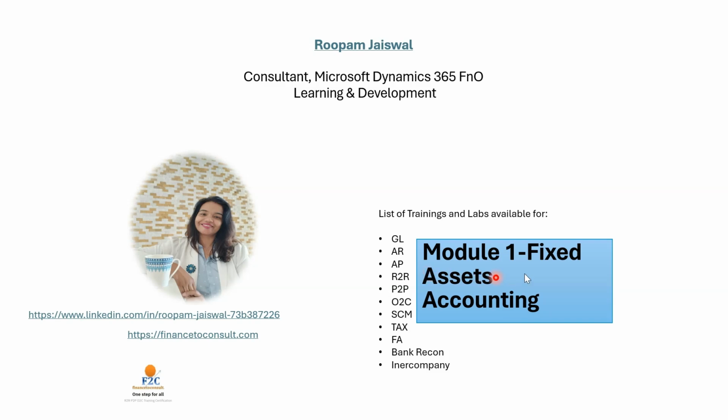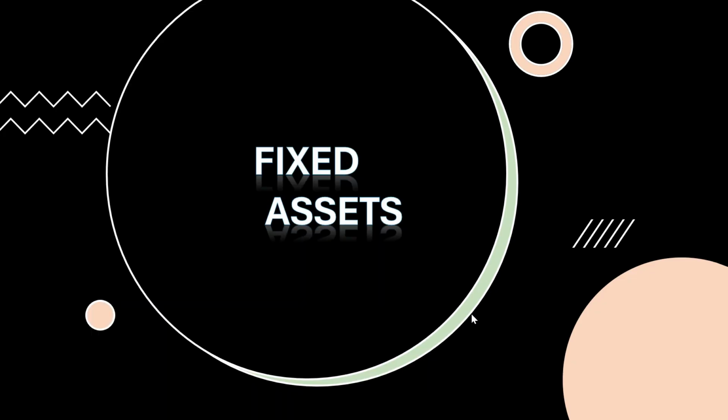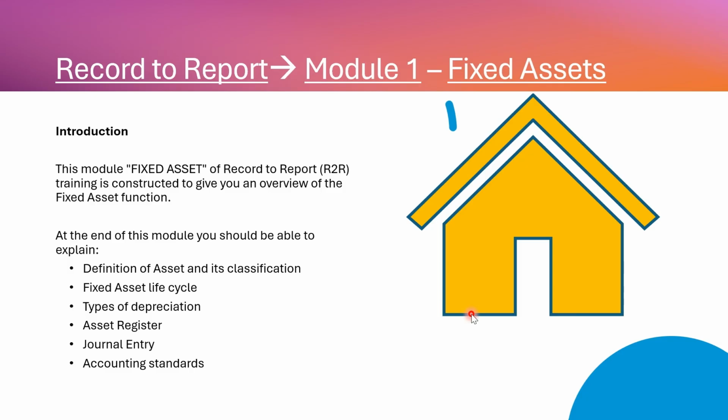From start to end, the first module that I'm going to cover is on FA accounting. To understand FA, first we have to understand the definition of an asset and the asset life cycle, and types of depreciation. Then we have to understand FAR. At the end, we will understand journal entries as well, right?